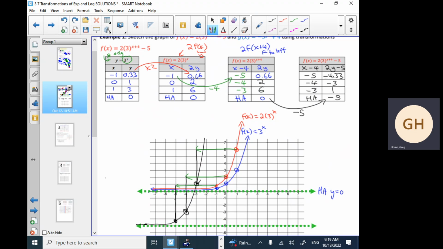So that is the total result. Here we got our f of x equals 2 times 3 to the power of x plus 4, which is sort of inside the bracket. Brackets aren't necessary because it's up in the exponent.